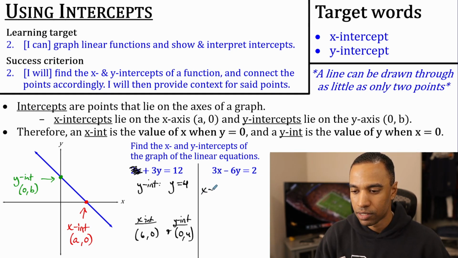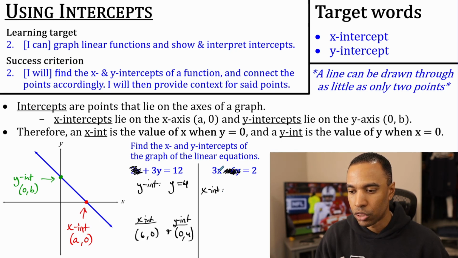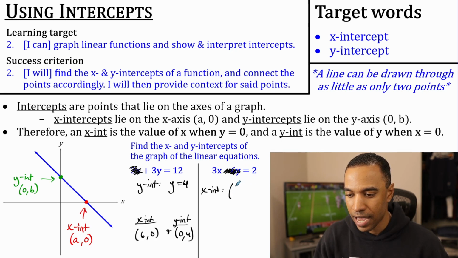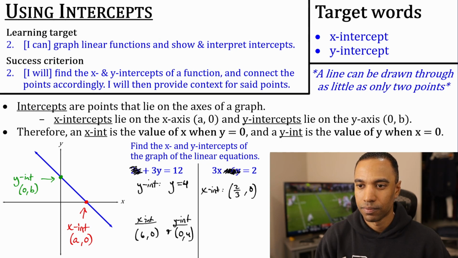X-intercept, y-intercept. I'm going to go ahead and see if we can do this mentally this time. Just by covering this. Set y equal to 0 for the x-intercept. 3x equals 2. Divide both sides by 3. X equals 2/3. So I get 2/3 comma 0 for my x-intercept. Neat, huh?